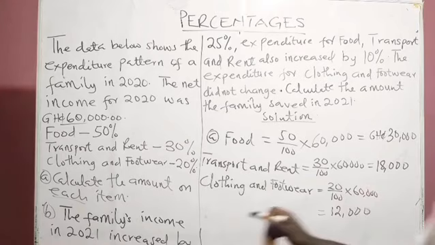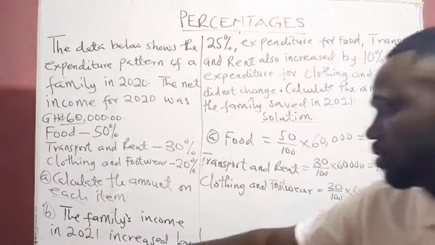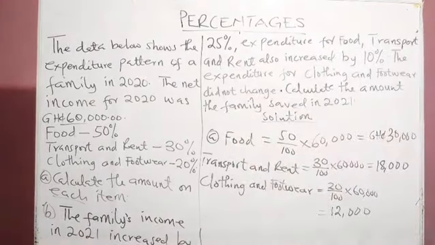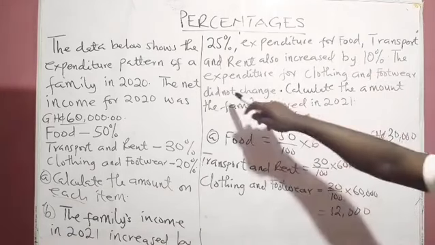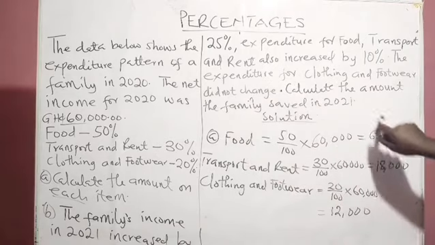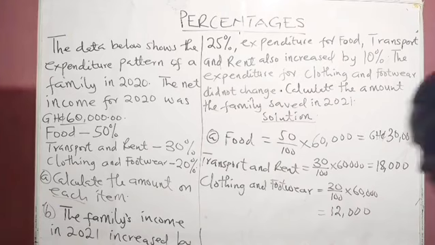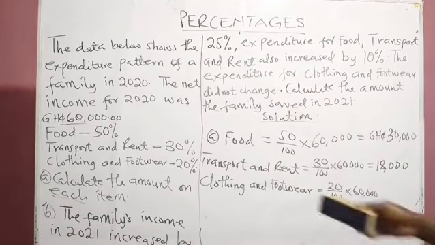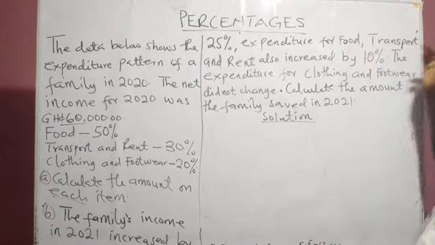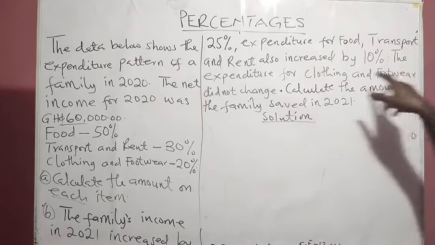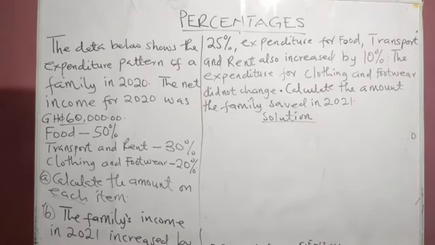Now let's look at B. The family's income in 2021 increased by 25%. Expenditure for food, transport, and rent also increased by 10%. The expenditure for clothing and footwear did not change. Calculate the amount the family saved in 2021. So we will need the amounts for food, transport, and footwear. That's what the question is saying. Let's see if they had some amount to save.